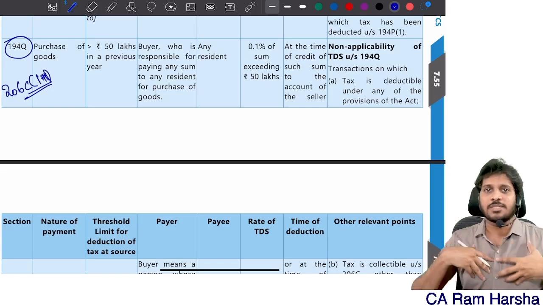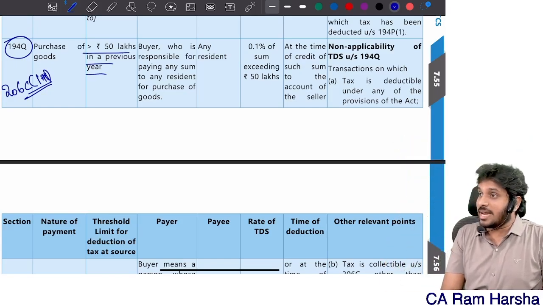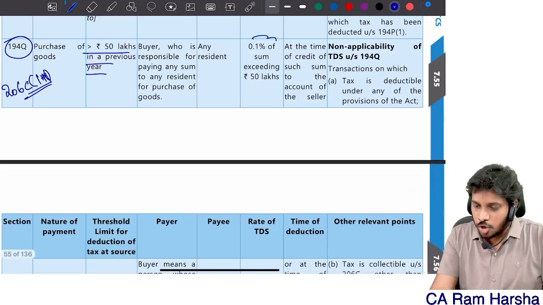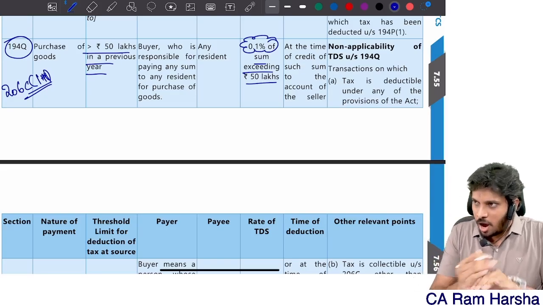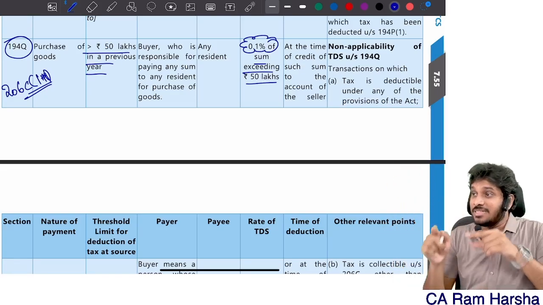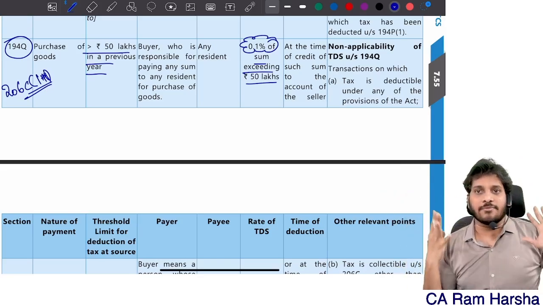Getting the point? Suppose I am purchasing goods from one seller, where the amount I'm paying in a year is more than 50 lakh. Then 0.1% of the sum exceeding 50 lakh. Beyond 50 lakh, however much the amount is. It's a slab limit again, remember. So on that extra amount, I have to collect 0.1%.